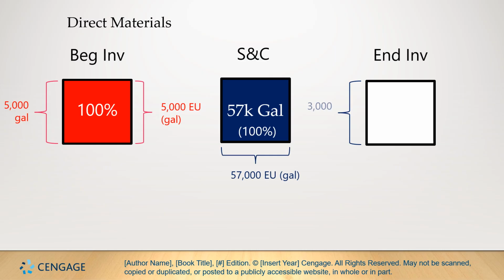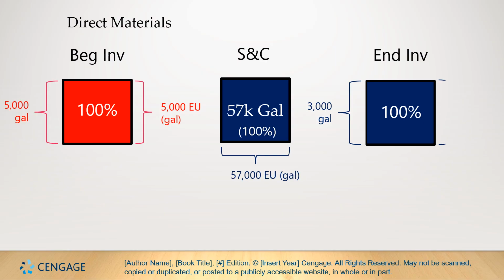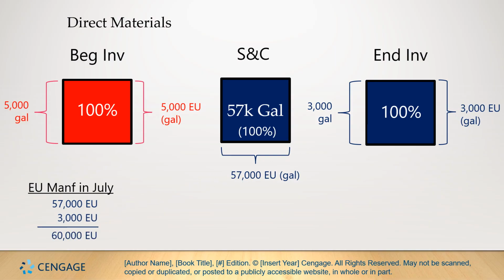Ending inventory consists of 3,000 gallons that are 25% complete, but because all materials were added as soon as we began production on these units, they are 100% complete in terms of direct materials. Their equivalent units are thus 3,000 gallons. We then determine our total equivalent units manufactured in July by summing our amounts for units started and completed and ending inventory. We exclude beginning inventory because those equivalent units were manufactured last month.